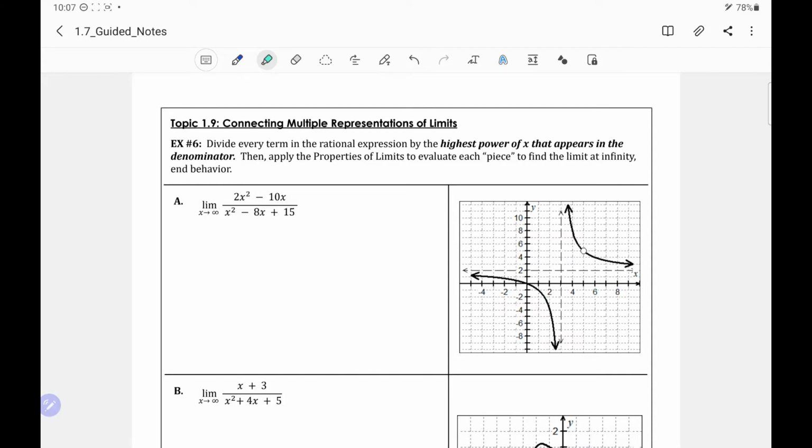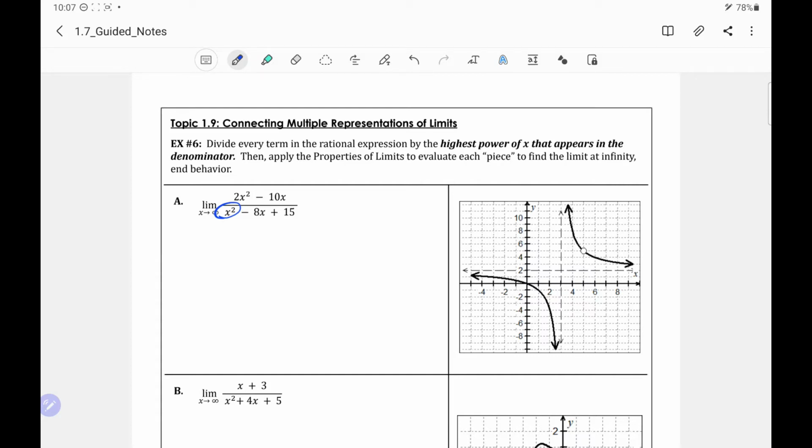Okay, so during pre-calculus, I know we did what they're talking about here: divide every term in the rational expression by the highest power of x that appears in the denominator. You may not recall it, but when we were trying to find important points and asymptotes and all that, we did do this. But let's look at what they mean. The highest degree in the denominator is x squared, okay? It's the highest power of x.